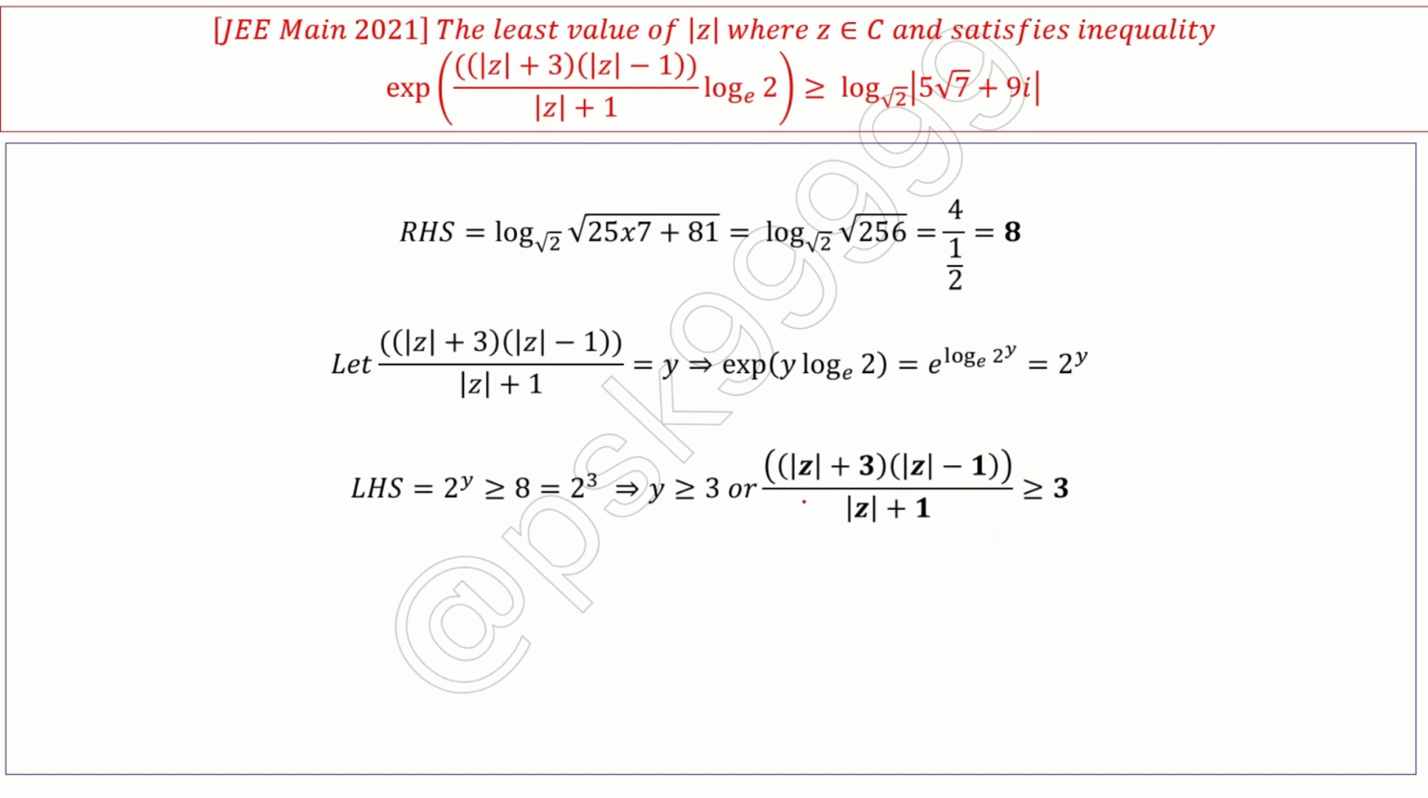Now look at the expression. Now it's time to look at this. This is nothing but, if I call absolute z as x, this is nothing but x plus 3 into x minus 1 divided by x plus 1.